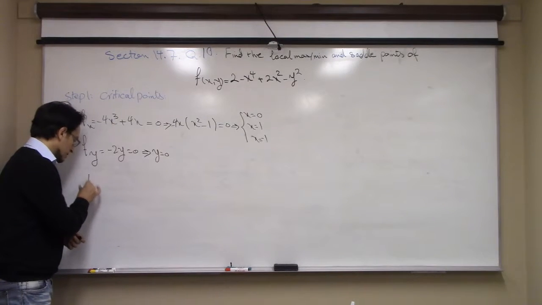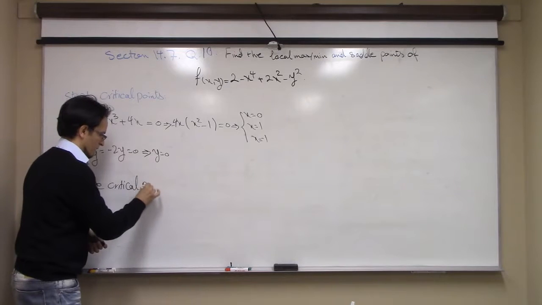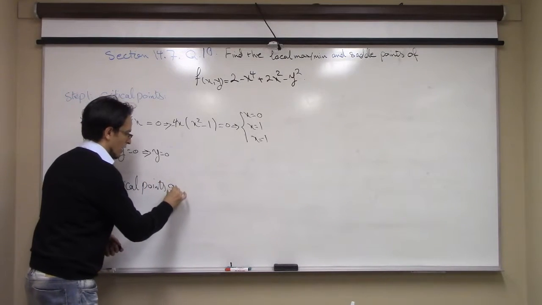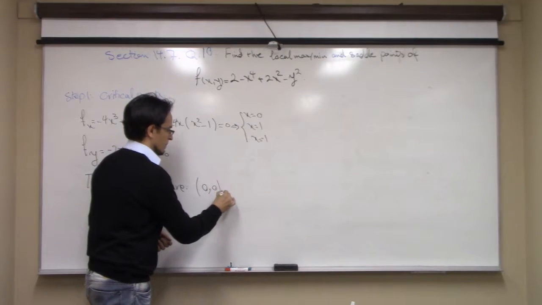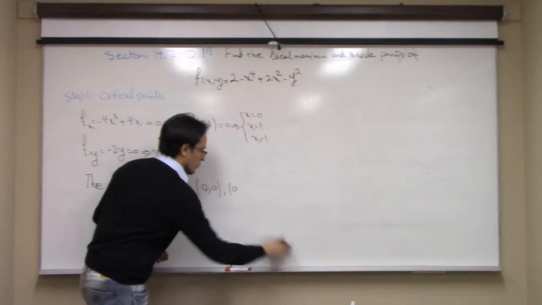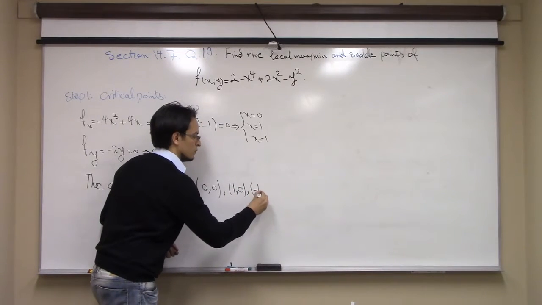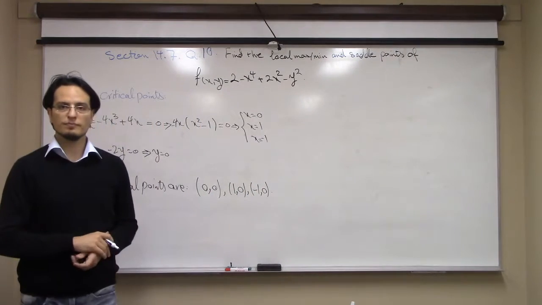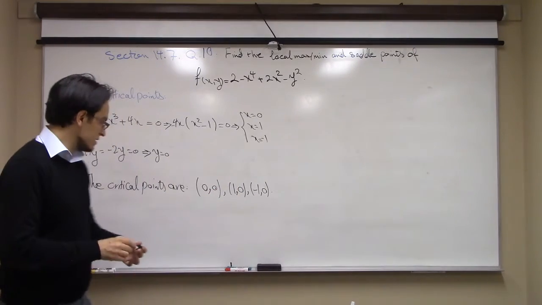So the critical points are (0, 0), (1, 0), and (negative 1, 0). So we're done with the critical points.